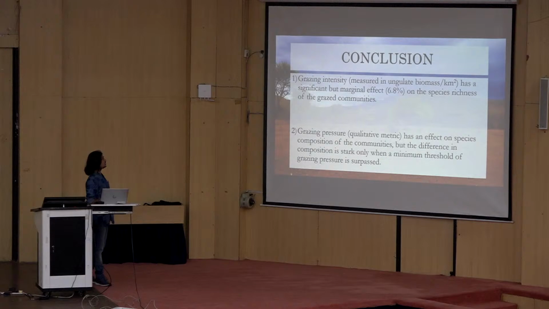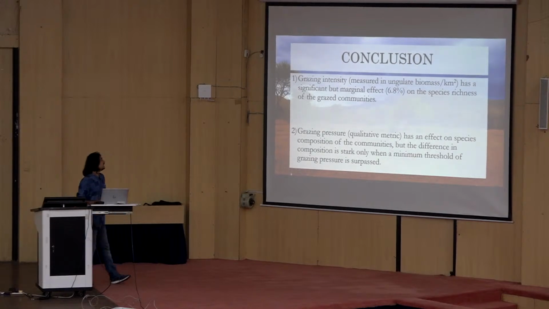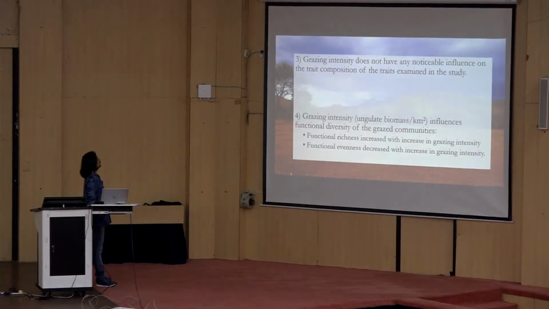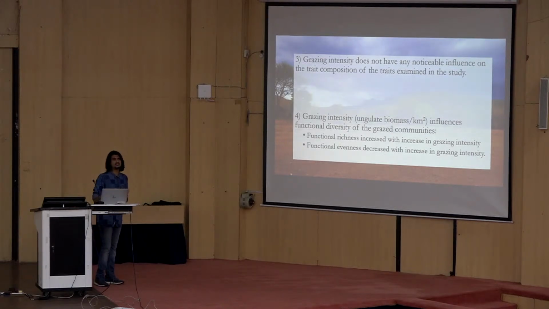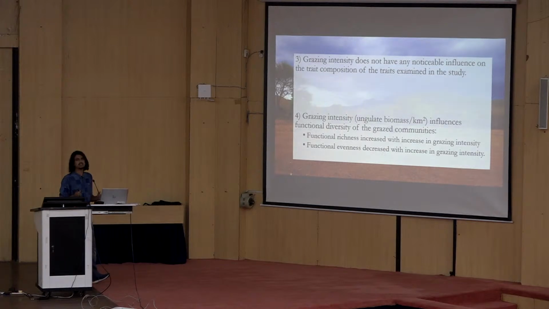In conclusion, we found that grazing intensity has a significant but very marginal effect on species richness of the grazing lands in the study area. We also found that grazing pressure has an effect on species composition, but the difference in composition is only noticeable when the grazing pressure is very high. The third point was that grazing intensity does not have any noticeable effect on the trait composition of the traits that were examined in the study. And the fourth point was that grazing intensity influences functional diversity, wherein functional richness increases with increase in biomass and functional evenness decreases with increase in biomass.